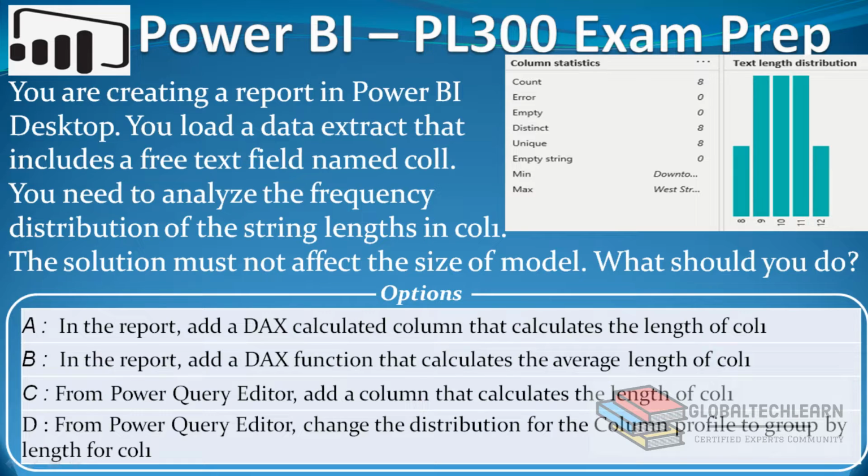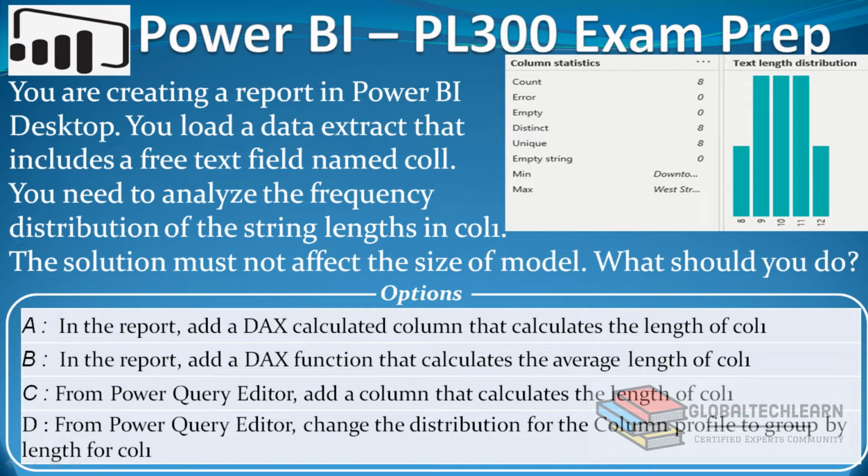What should you do? The options are: A, in the report we can add a DAX calculated column to get the length of col1. Option B is we can add a DAX function that calculates the average length of col1. Option C is from Power Query Editor, add a column that calculates the length of col1. And option D is from Power Query Editor, change the distribution of column profile to group by length for col1. So now let's understand the question here.